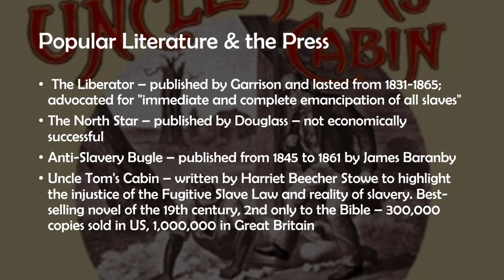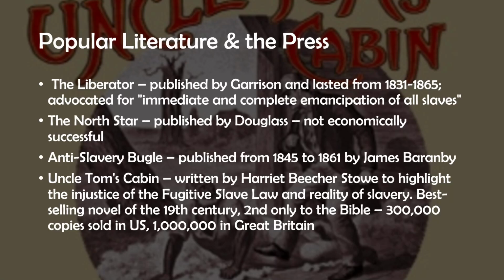Popular literature and the press. Can't see it in the background, but that is a picture of Uncle Tom's Cabin. First, we're going to talk about the press. The Liberator, as already mentioned, was published by Garrison. This lasted from 1831 to 1865 and advocated for immediate and complete emancipation of all slaves. This was easier said than done, I guess you could say.